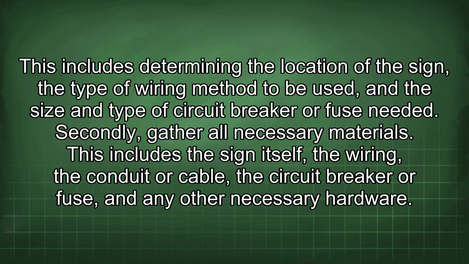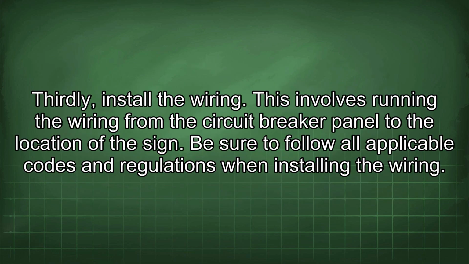Secondly, gather all necessary materials. This includes the sign itself, the wiring, the conduit or cable, the circuit breaker or fuse, and any other necessary hardware. Thirdly, install the wiring. This involves running the wiring from the circuit breaker panel to the location of the sign. Be sure to follow all applicable codes and regulations when installing the wiring.